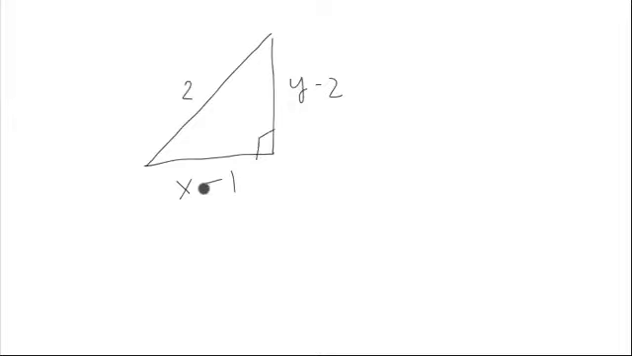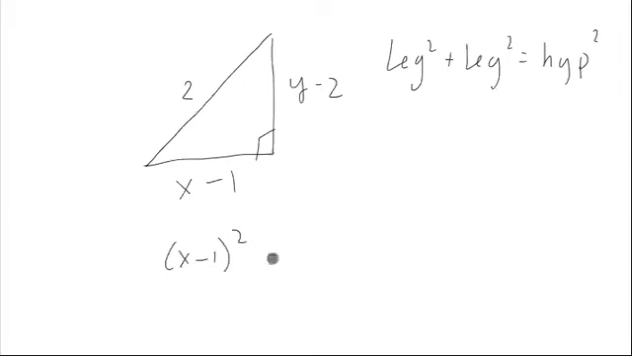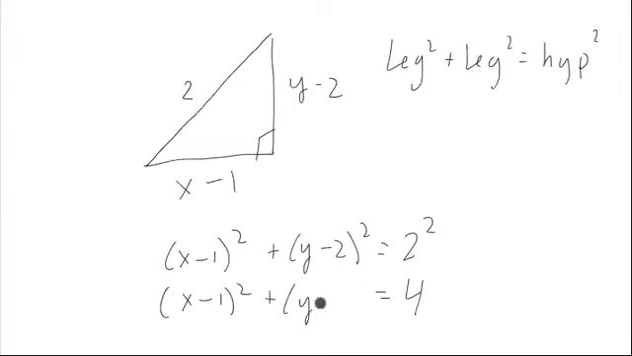So the Pythagorean theorem is legs squared plus legs squared is equal to hypotenuse squared. So this should look like (x minus 1) quantity squared plus (y minus 2) quantity squared is equal to 2 squared, or equal to 4. So now we have a nice equation for a circle. This is called standard form for the circle.